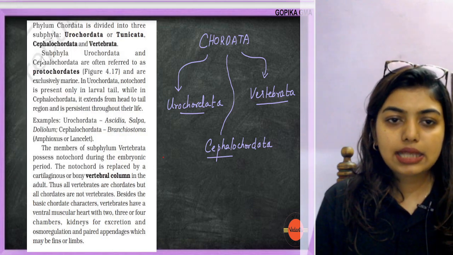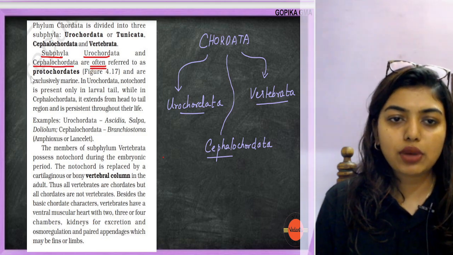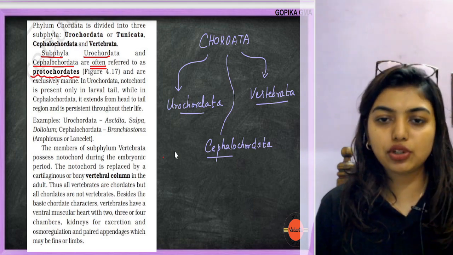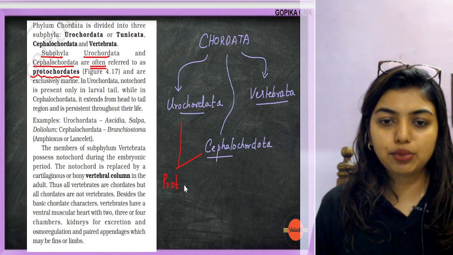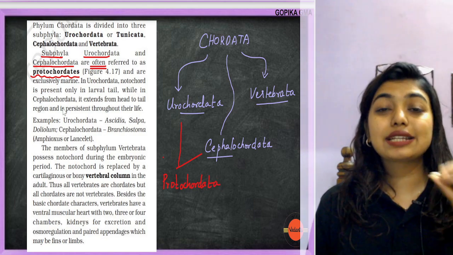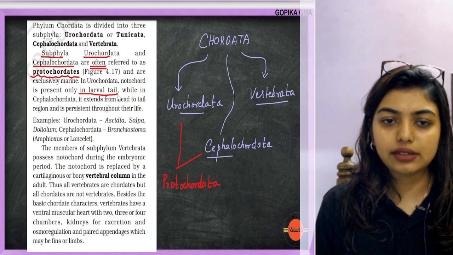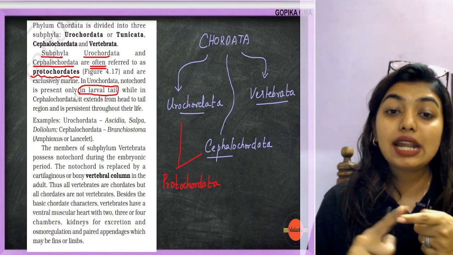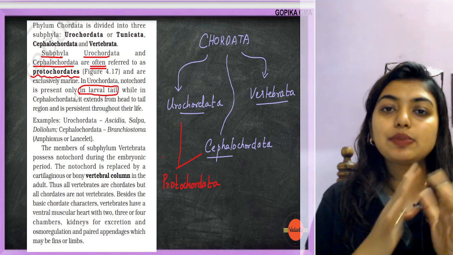Now look here. Subphyla Urochordata and Cephalochordata are often referred to as Protochordata, and are exclusively marine. In Urochordata, the notochord is present only in the larval tail, while in Cephalochordata, it extends from the head to the tail region and is persistent throughout life.